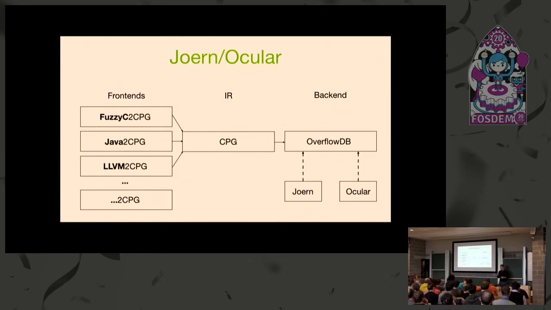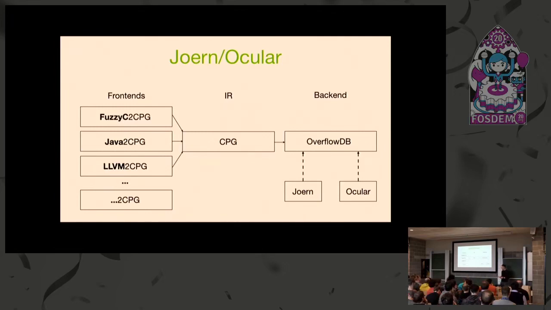Ocular is a commercial tool. But its capabilities are very similar to Joern, but it has more overlays for domain-specific things like some enterprise apps and customers and such. So my goal today is to talk more about the LLVM to CPG.